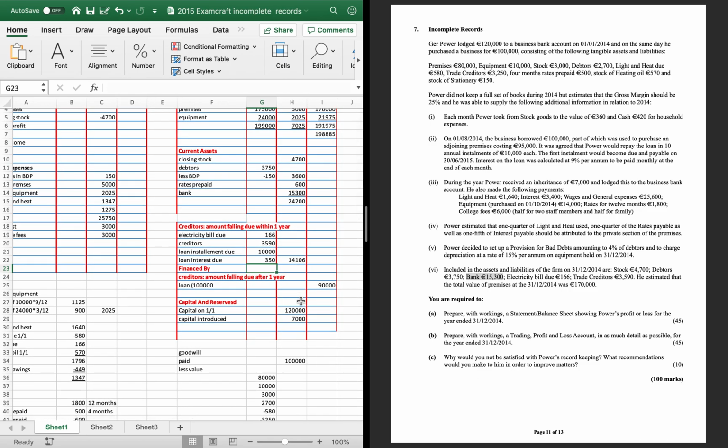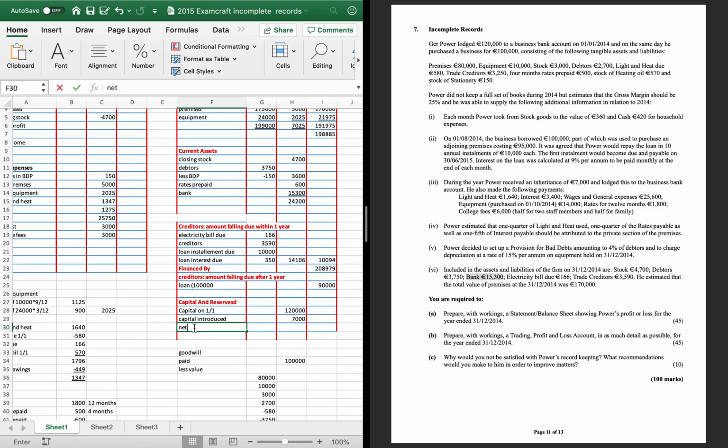I knew that number was, anyway. We'll just take them away from each other, and you get 10,094 as your working capital. And then we'll add that answer on, and that gives you finance by 208,979.